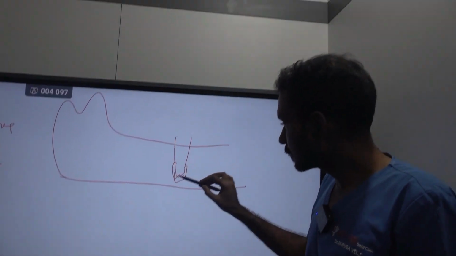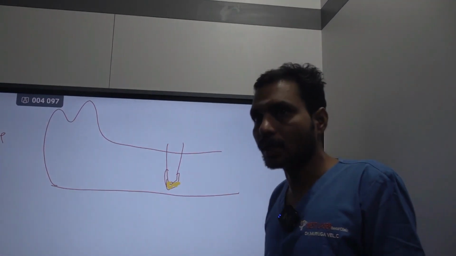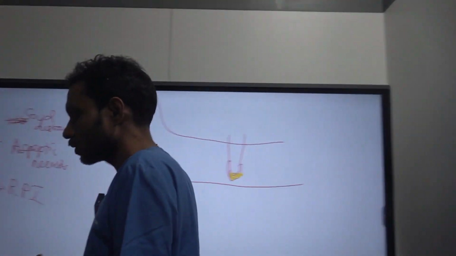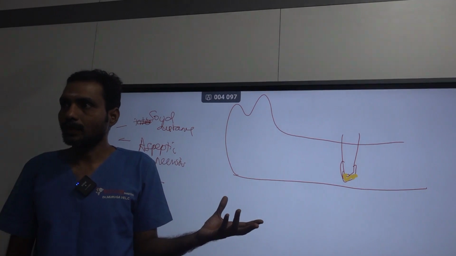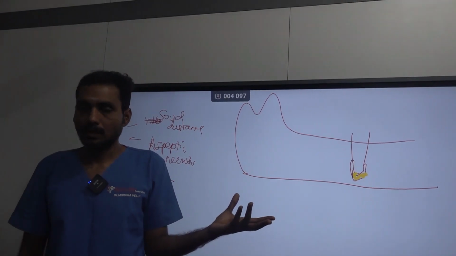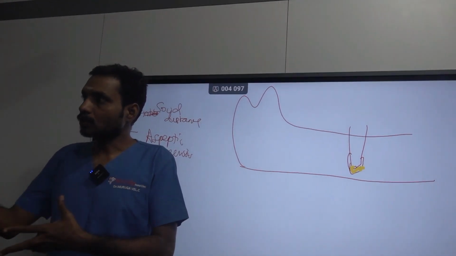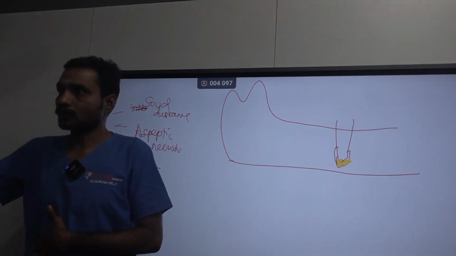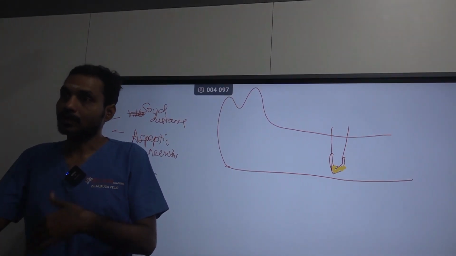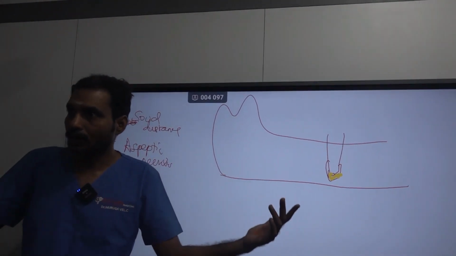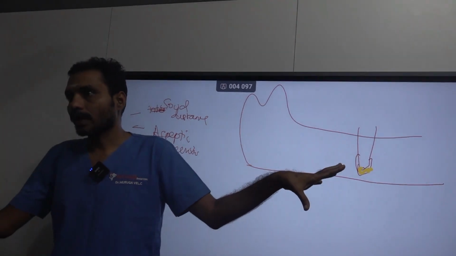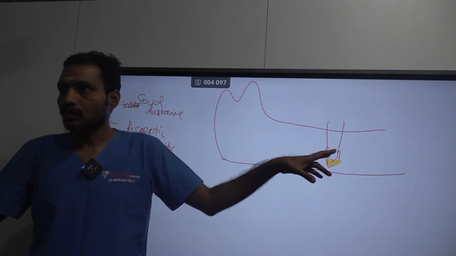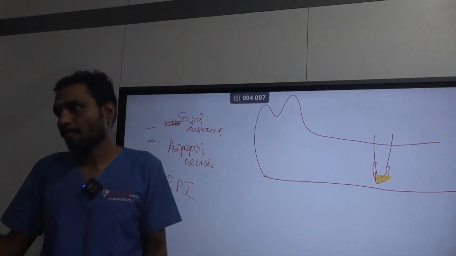Or even if there is no obvious radiolucency in the initial 2 weeks, you won't see any radiolucency, because in the very early stage, bone loss takes a lot of time to reflect in the X-ray. After 3 or 4 weeks you may see the radiolucency, but within 2 weeks you won't find anything. But the problem will be happening around the apex.